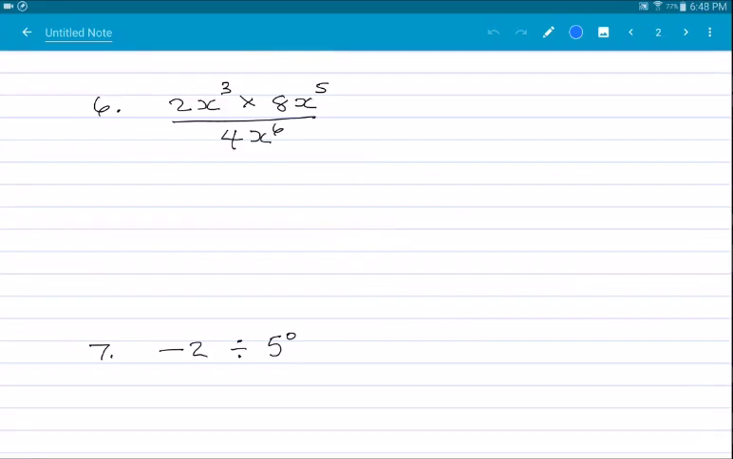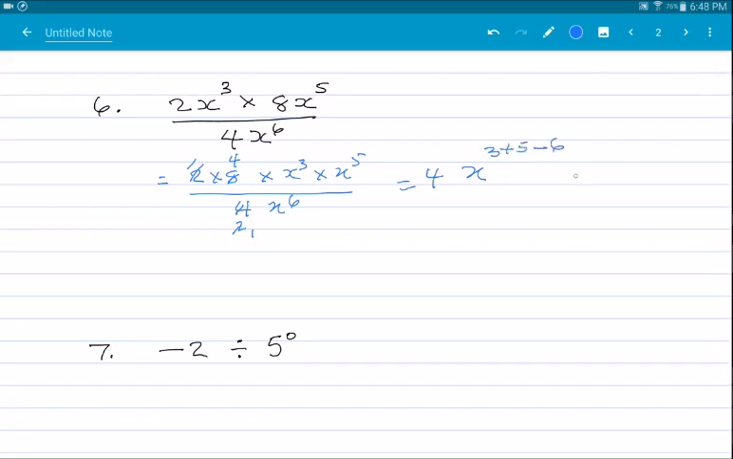Question 6. We multiply the top first. So we get 2 times 8 times x cubed times x to the 5th over 4x to the 6th. So 2 into 2 goes 1, 2 into 4 goes 2, 2 into 2 goes 1, 2 into 8 goes 4. So I have 4x to the 3 plus 5 minus 6. And that gives me 4x squared.